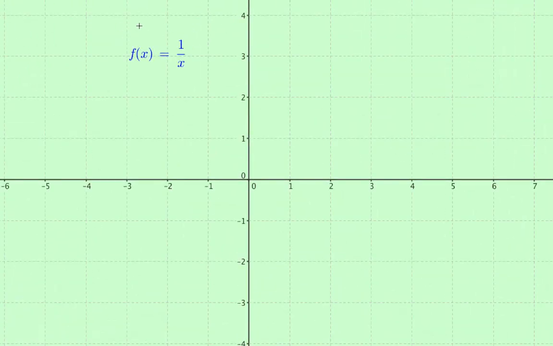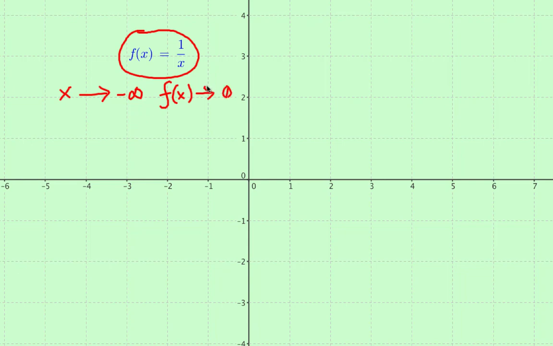We're going to learn something new from this example over here, f of x equals 1 over x. When x is large and negative, which we write as x tends to minus infinity, well, f of x is going to go to 0. Then, as x becomes larger, meaning as it moves towards 0 from the negative side, then f of x is going to go to minus infinity. So it's going to get very large and negative.